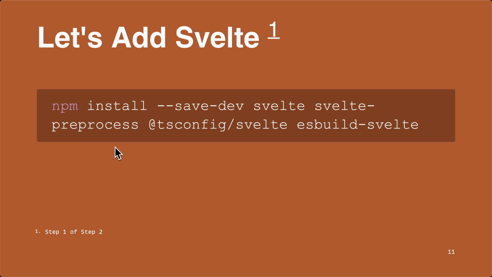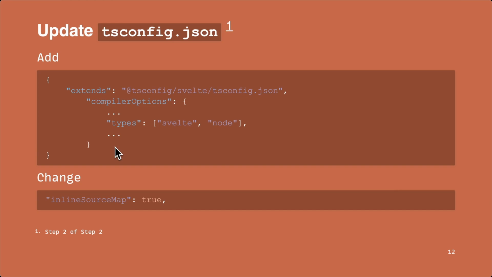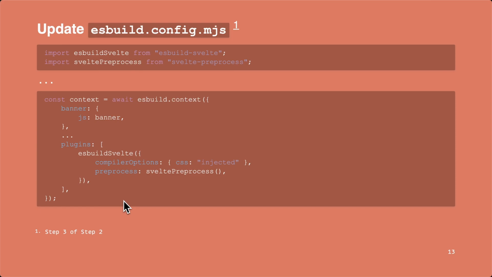save the dependencies required. You need to update tsconfig.json file so that way Typescript knows how to compile Typescript inside of Svelte files, inside the script block. And then you need to turn on inline source map. Here we're going to update esbuild.config to also pre-process and compile Svelte files, since we're adding that plugin to the esbuild context.